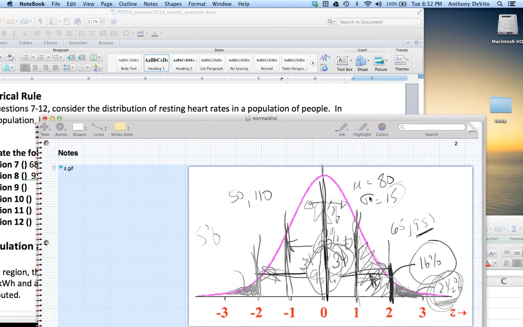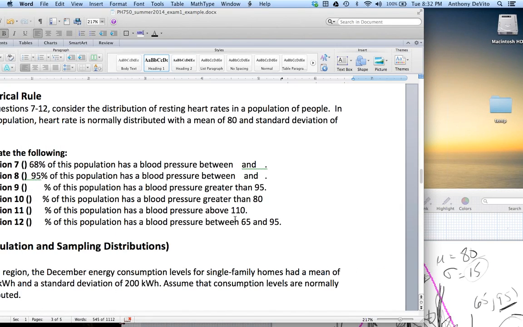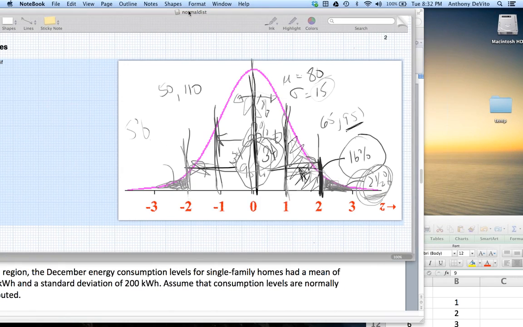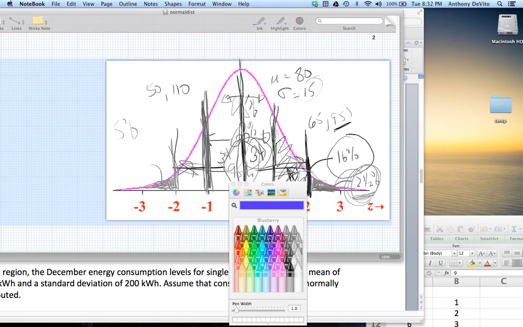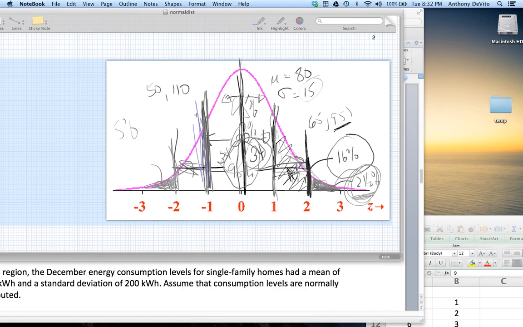Okay, so now, last one. What percentage of this population has a blood pressure between 65 and 95? Well, what we're doing here is we're getting a little slick, aren't we? So we're looking between 65, which is 1 standard deviation below. We're looking for between, I wonder if I can change the color here. I think I can. Let me change the color. Okay. Between 65, 1 standard deviation below, and 95, which is 2 standard deviations above. I'm looking for the area in here, right?